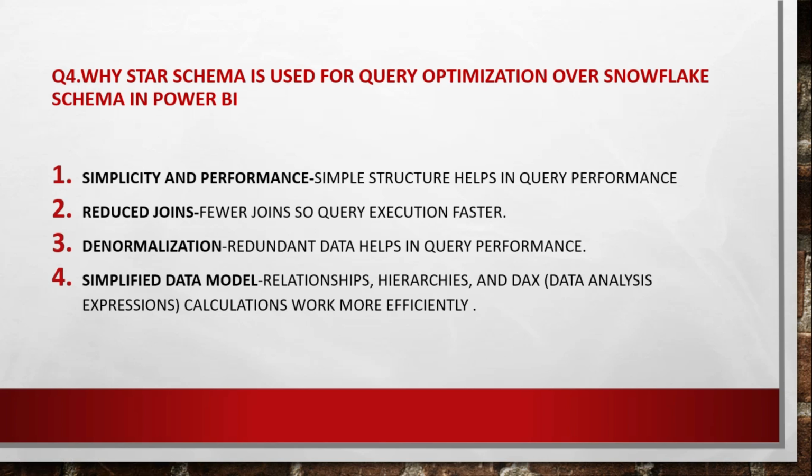Fourth and last point is simplified data modeling. Power BI is optimized for star schema data modeling. Its features such as relationships, hierarchies, and DAX calculations work more efficiently with star schema compared to Snowflake. In Snowflake schema, it may require more effort to manage relationships and optimize performance compared to the star schema. So these are all the reasons why we prefer star schema data modeling in Power BI, and why star schema is used for query optimization over the Snowflake schema.